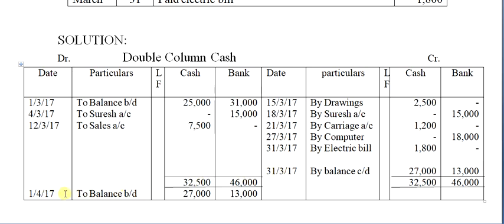On which date? 1/4/2017. To balance brought down, opening balance, how much does it become? 27,000 and 13,000 will be the opening balance of the next month. So this is the opening balance. Very easy problems, my dear students. You can get 12 marks easily. Now pause the video and you can write this solution, my dear students.